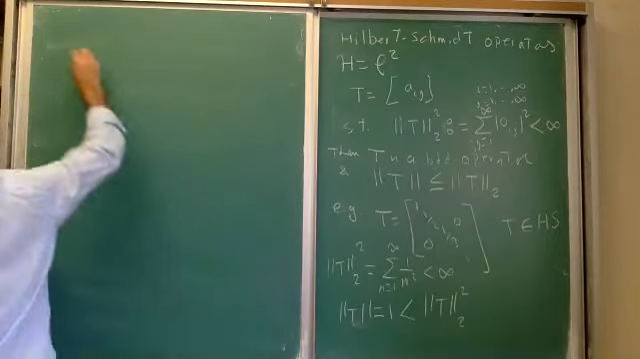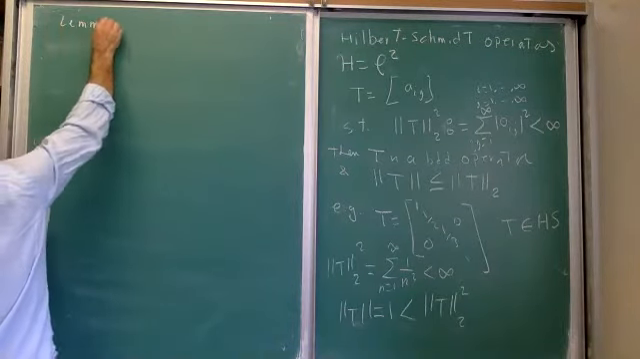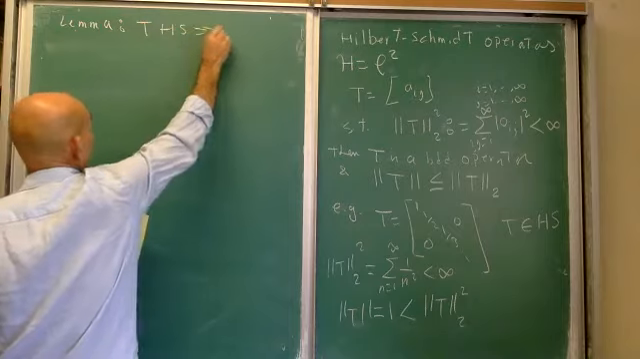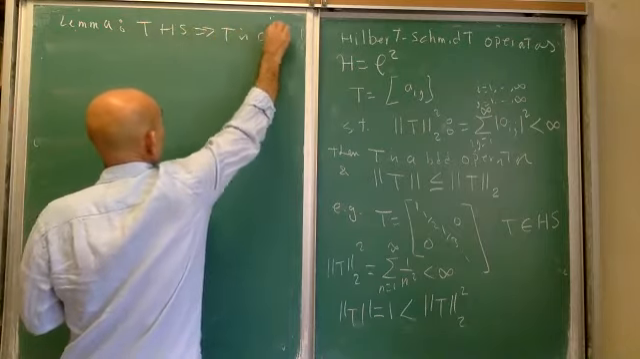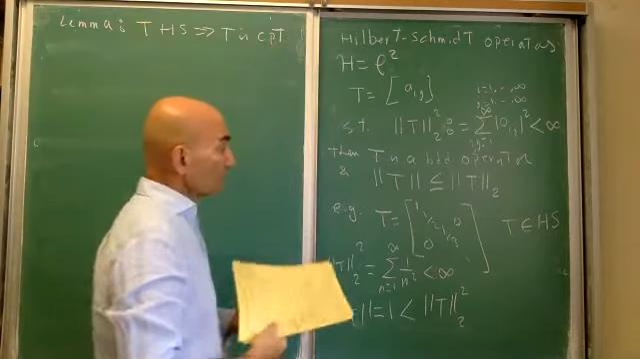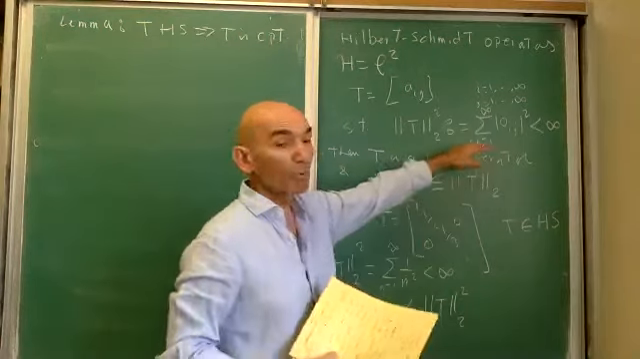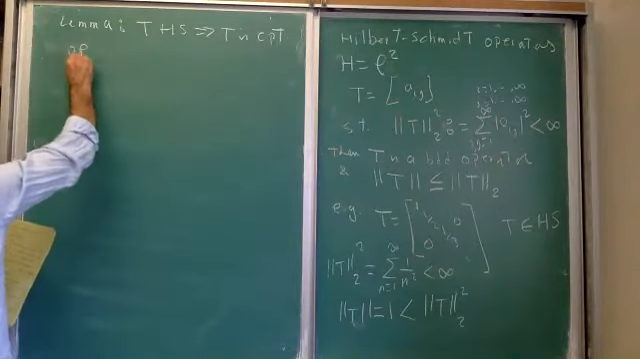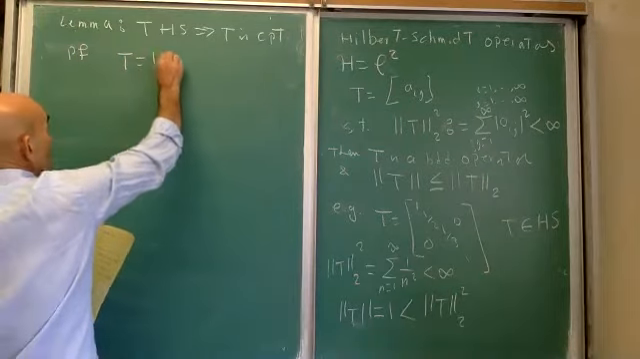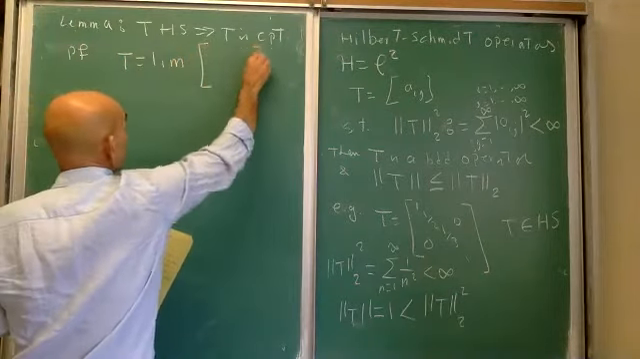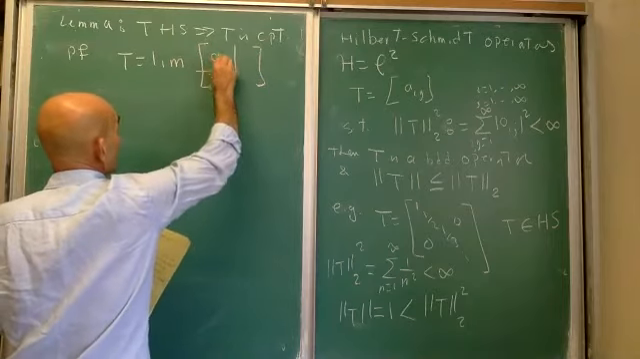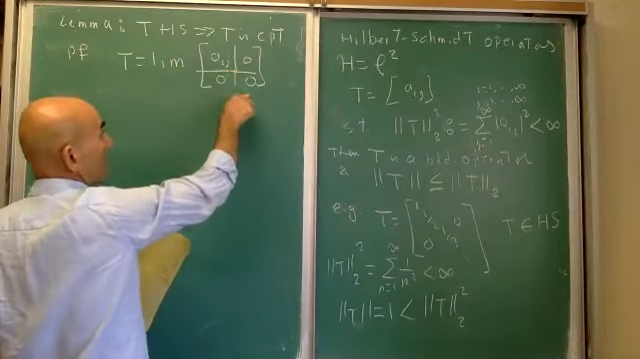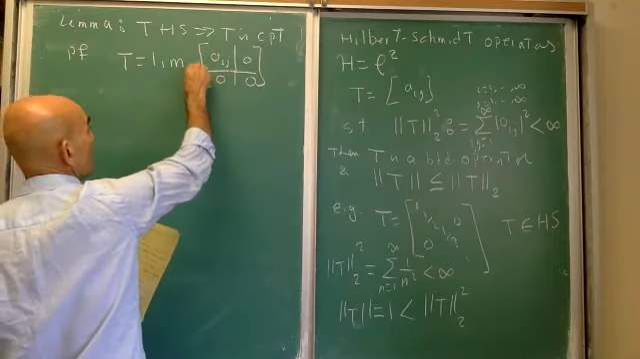So the lemma is that T Hilbert-Schmidt implies that T is compact. And the reason for this is that we can approximate T by finite rank operators. Proof. You just notice that T is equal to the limit of operators where you put all the a_ij's that you have, up to n, and then you put the rest equal to 0.